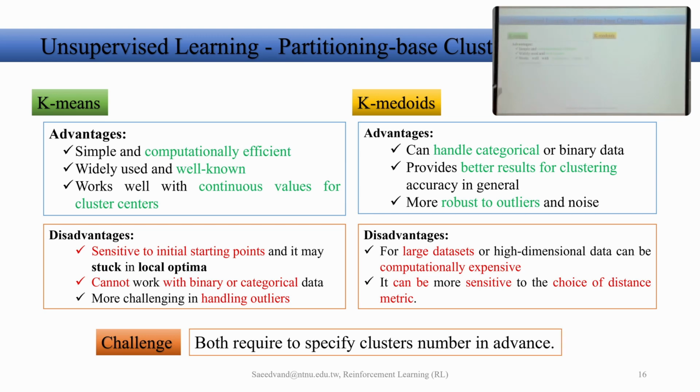Then we say also k-means works well with continuous values for cluster centers. Why? Because it's clear we had no limitation here. Actually, with k-medoids, we are discretizing based on the data, but here we don't do anything, it's continuous, we can put any value over there that we want.